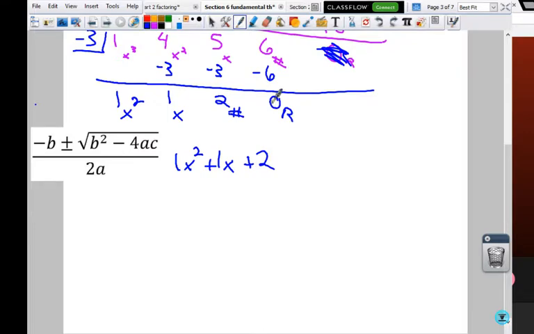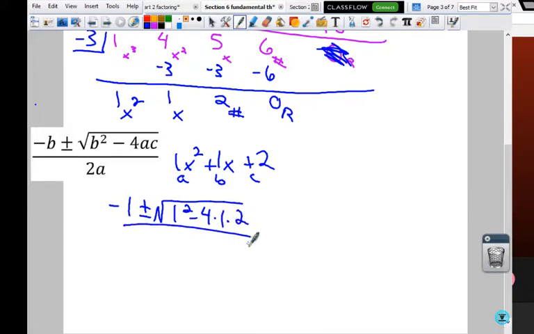So, I have a, b, c. -b is -1 plus or minus the square root of 1 squared minus 4 times 1 times 2. The whole thing is divided by 2 times 1. You guys have done this a bunch, so I'm not going real slow. I'm not really worried about you being able to quadratic equation this. -1 plus or minus the square root of 1 minus 8, which is -7. And then the whole thing is divided by 2.